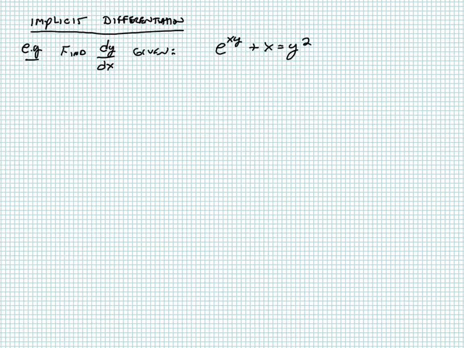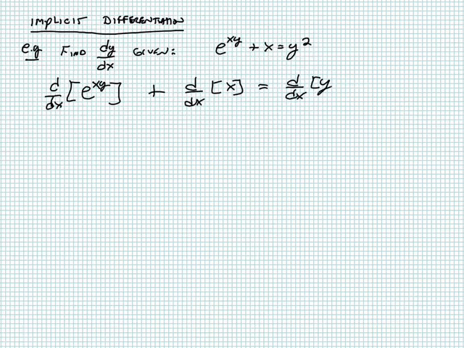And so what I'm going to do, as you know, when you're doing implicit differentiation, we're going to take the derivative with respect to x of each term. So I've got the derivative with respect to x of e to the power xy, plus d/dx of x, is equal to d/dx of y squared.